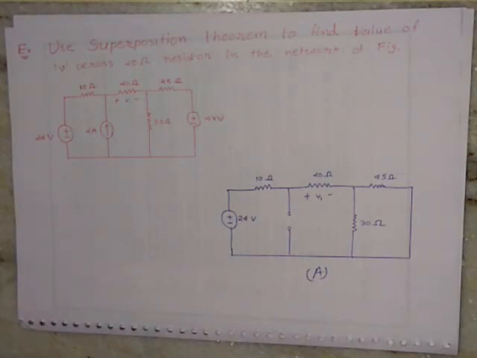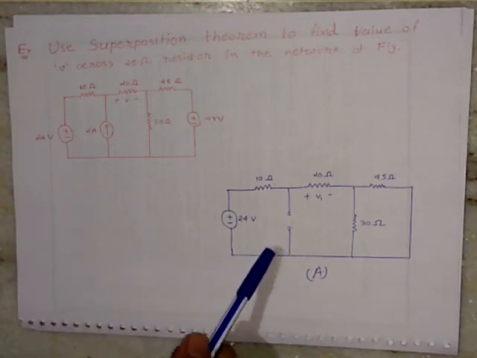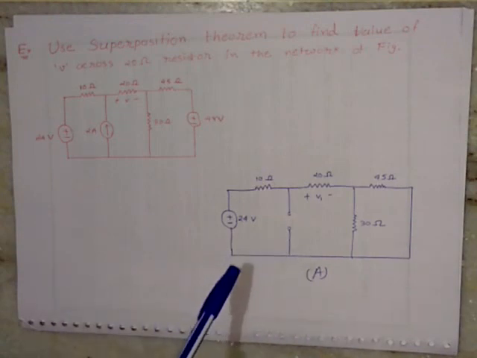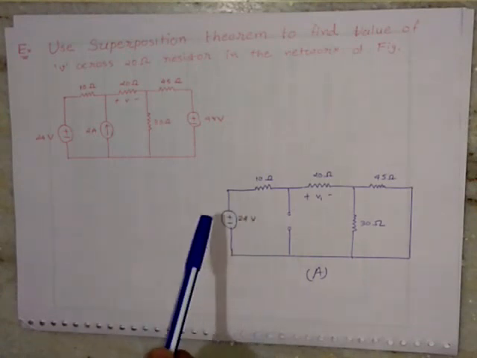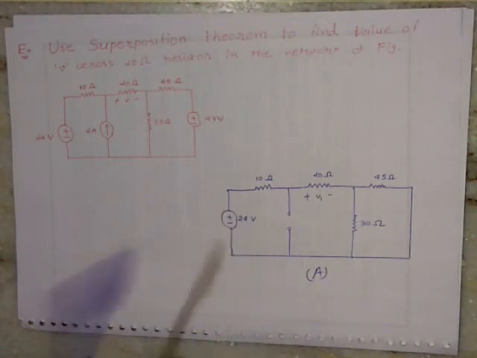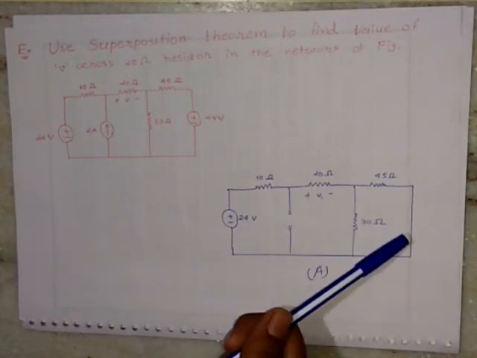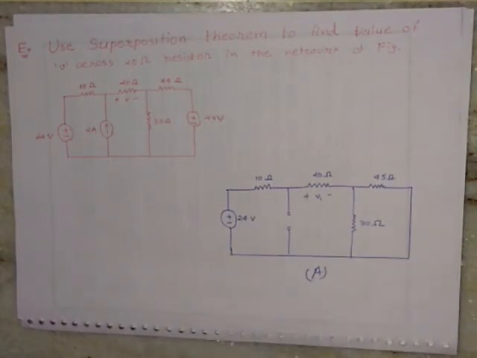First of all we will find the current through the 20 ohm resistor, that is I1, and for that we have drawn one network. Now what does this network indicate? This network indicates the 24 volt independent voltage source, while the current source is open circuited and the other voltage source is short circuited.